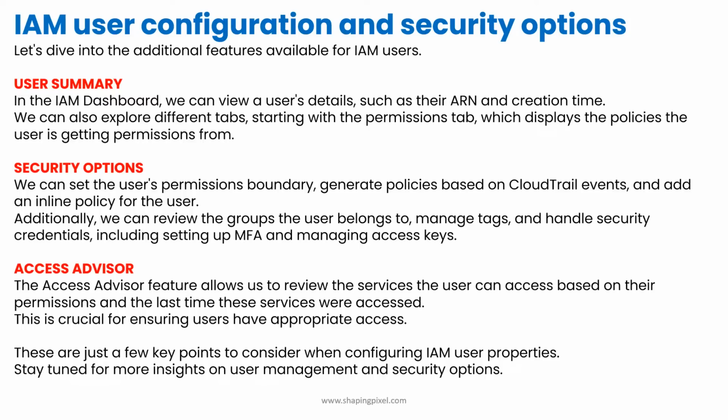IAM User Configuration and Security Options. Let's dive into the additional features available for IAM users. In the IAM dashboard, we can view a user's details such as their ARN and creation time. We can also explore different tabs, starting with the Permissions tab, which displays the policies the user is getting permissions from.